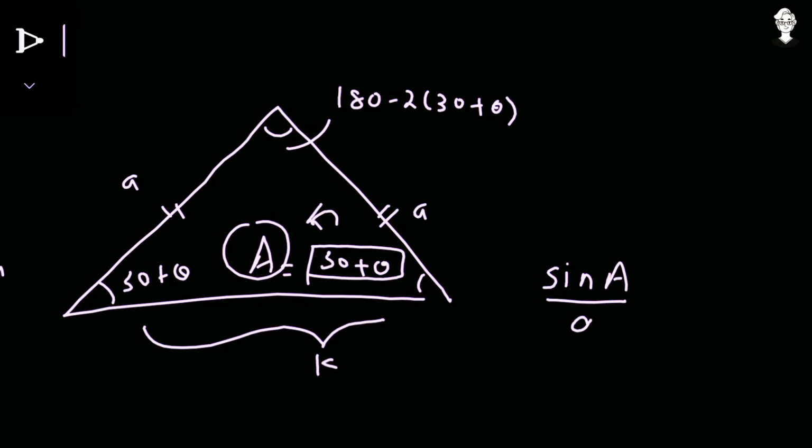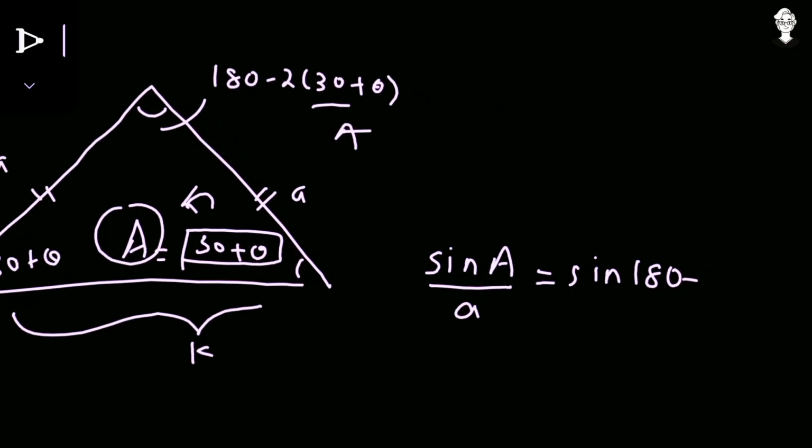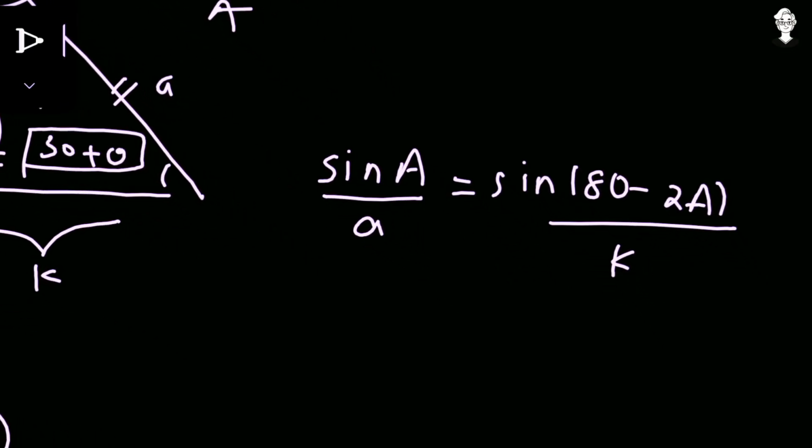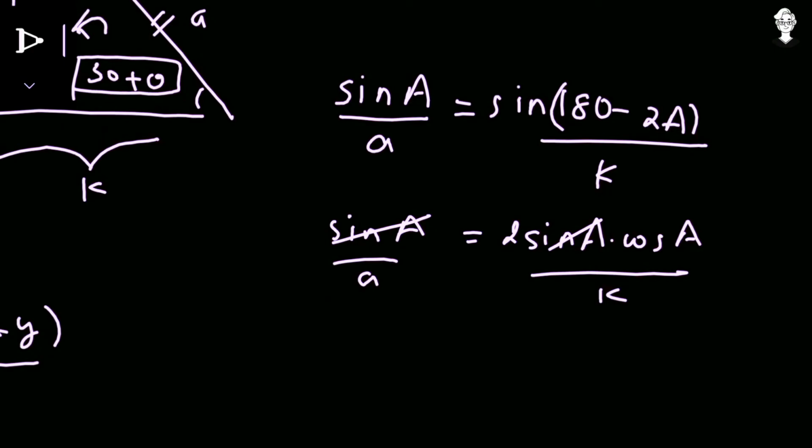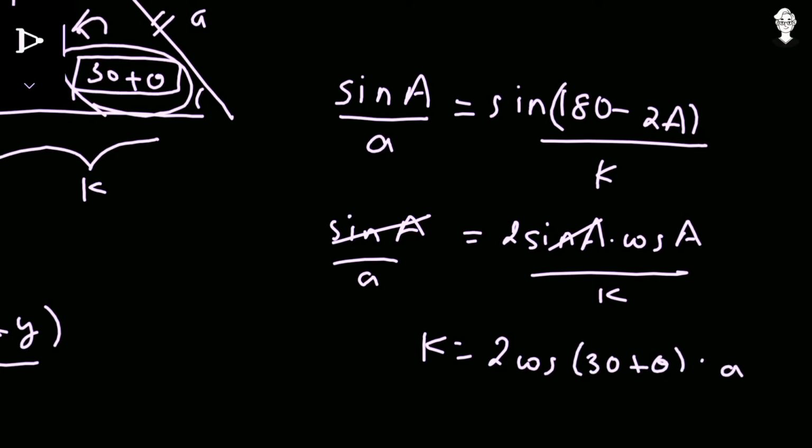So sine of A upon small a equals sine of 180 minus 2A upon its opposite side, that is k. Now sine of 180 minus some angle equals sine of that angle, so it becomes sine of 2A. Sine of 2A as an identity is 2 times sine A cos A. So 2 sine A cos A upon k equals sine A upon a. This and this cancel out to give us k equals 2 cos A times a. Now replace A with 30 plus theta. So k equals 2 cos of (30 plus theta) times a. This is the value of k.